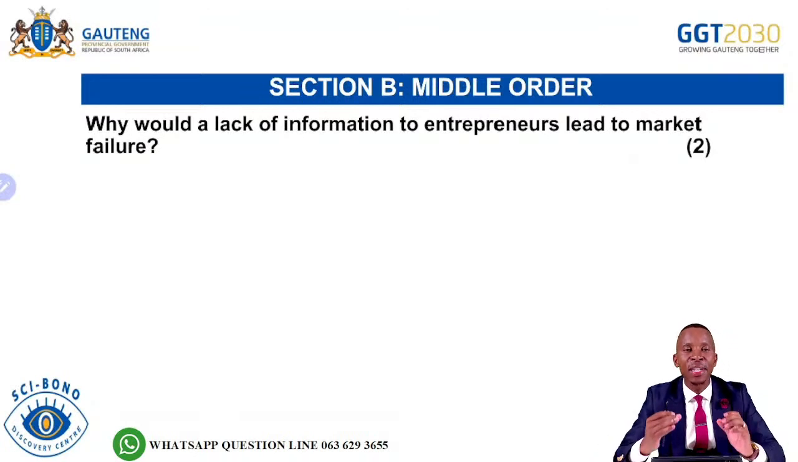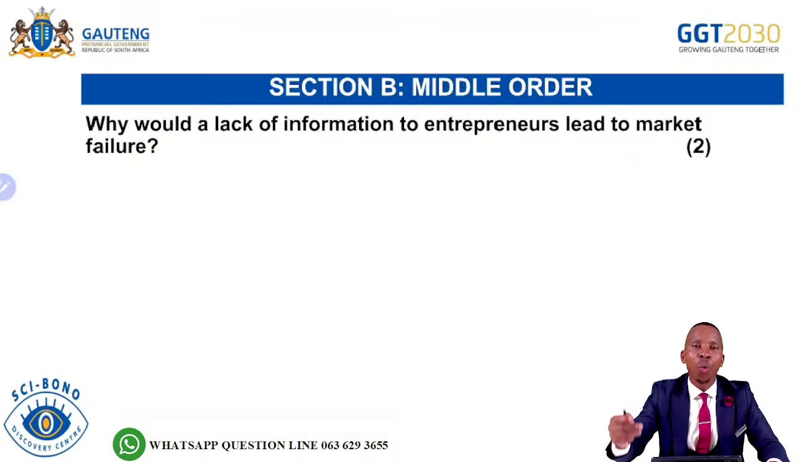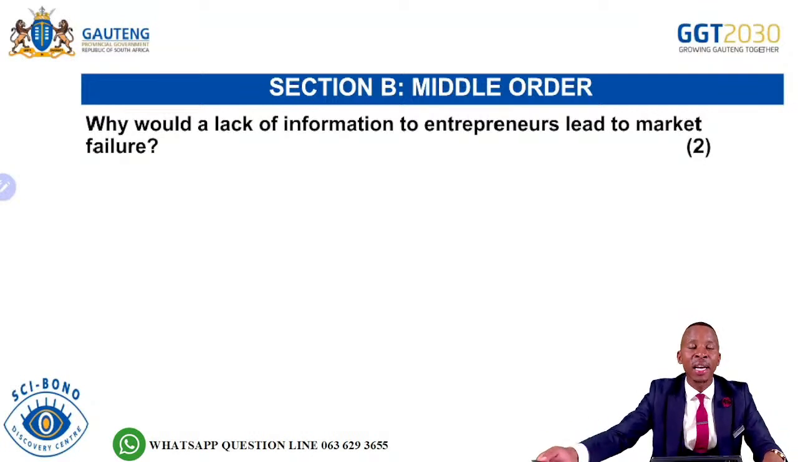But if the entrepreneur has enough information about the prevailing market conditions, the entrepreneur will have more knowledge about where he or she can find factors of production that are more affordable to produce good quality goods and services. You'll find the entrepreneur using capital that is very expensive, while there's a market supplying other capital at a lower cost.